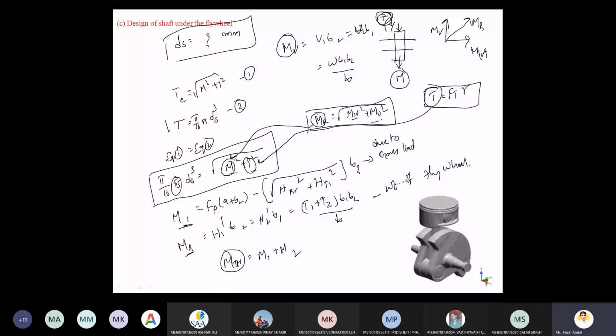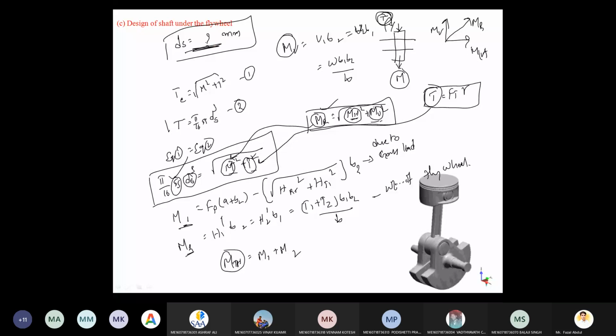What is the reason we are taking horizontal and vertical here? One is a vertical reaction due to the flywheel, and due to the flywheel as well as the gas load, there will be horizontal forces. So for that reason we take one resultant bending moment here. Calculate it separately and substitute in this equation. The permissible limit will be given in the question. The only unknown is the diameter of the shaft under the flywheel, how much in mm. That is the solving procedure for the design of the shaft under the flywheel.